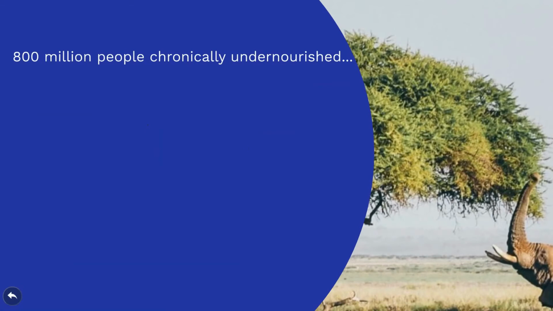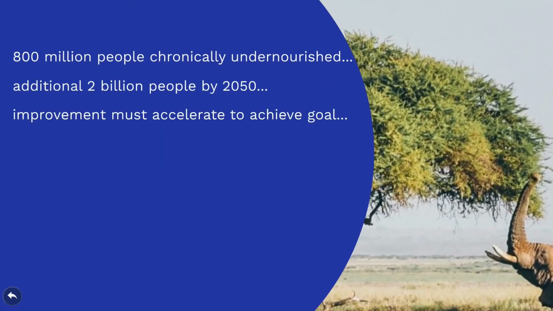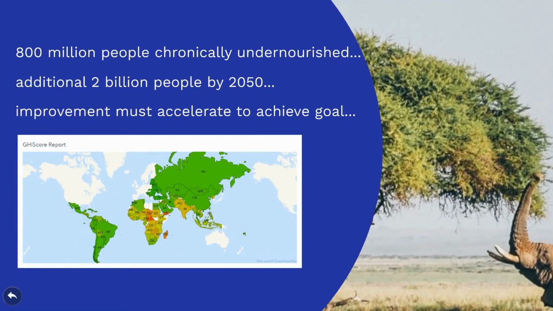There are over 800 million people who remain chronically undernourished today, and the additional 2 billion people expected to be undernourished by 2050. The good news is that whilst hunger has decreased generally since 2000, the rates of improvement must accelerate in order to achieve the goal to reach zero hunger by 2030, especially in sub-Saharan Africa.